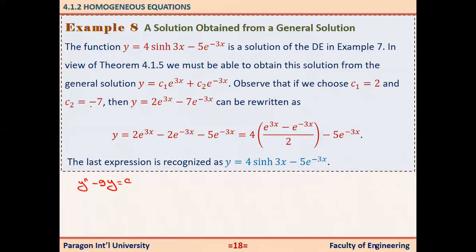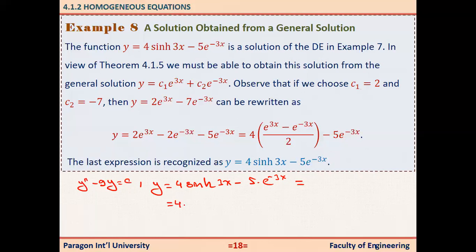Or here, we are taking C1 as 2 and C2 as negative 7. And if you just substitute here, C1 equals 2 and C2 equals negative 7, and evaluate this, we will get this function. And e to the power 3x minus e to the power minus 3x over 2 is equal to sin of 3x. Another way is also here, y equals 4 sin 3x minus 5 times e to the power minus 3x, right?